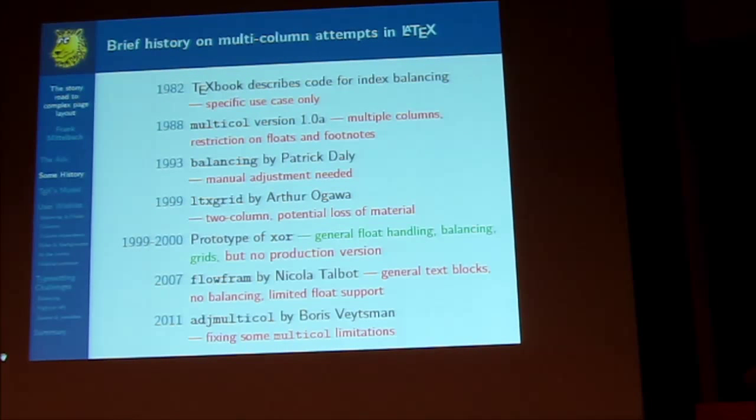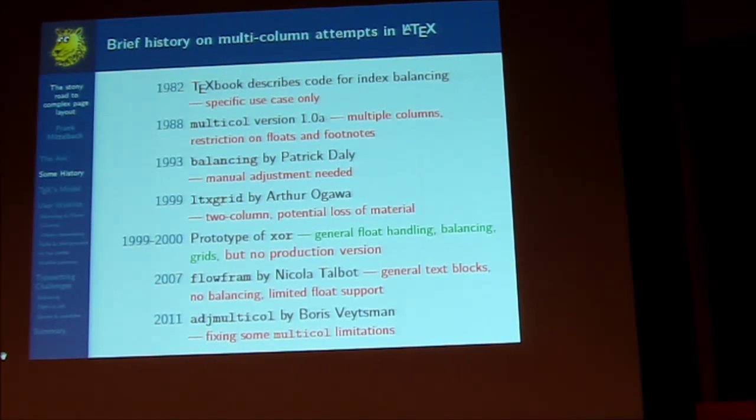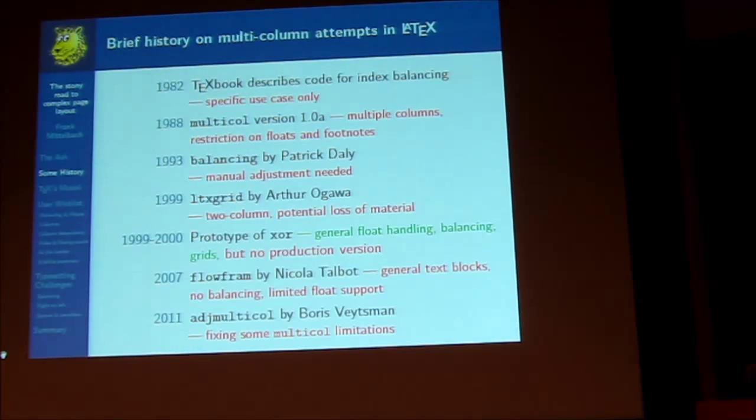The TeXbook solution is very specific for one use case, and that's why it is 1 page long in terms of implementation. It can do the index of The TeXbook. Multicol as a product has multiple columns, but as everybody reminds people on the internet again and again, you can't have floats in most cases, and footnotes are always full page wide. So there are bad restrictions in that sense.